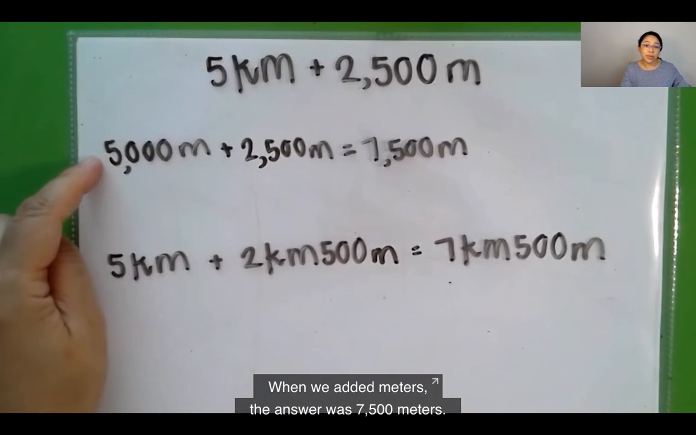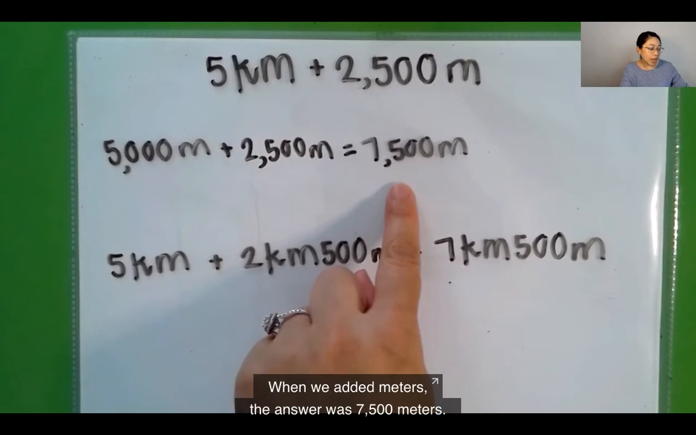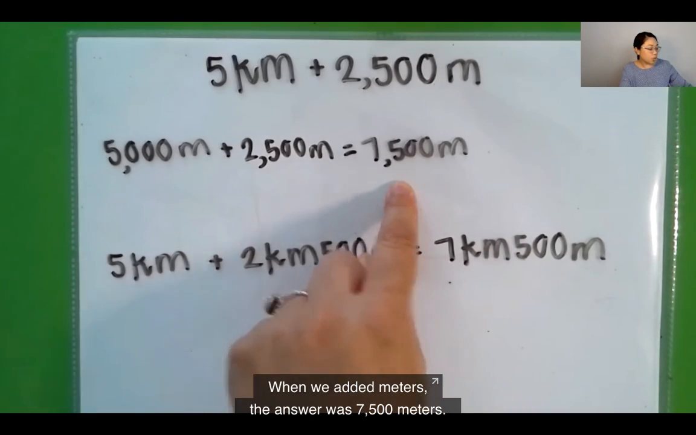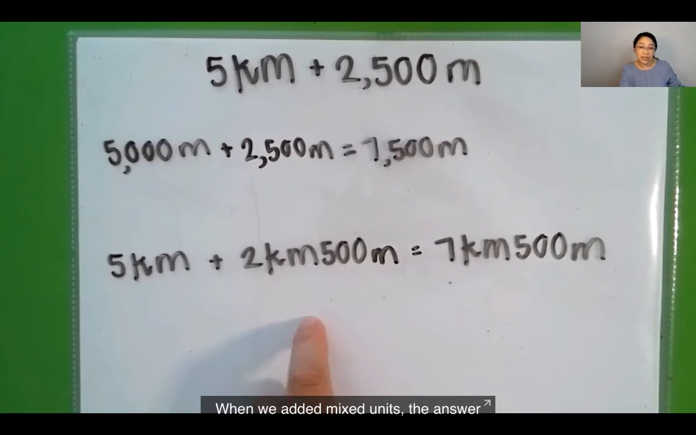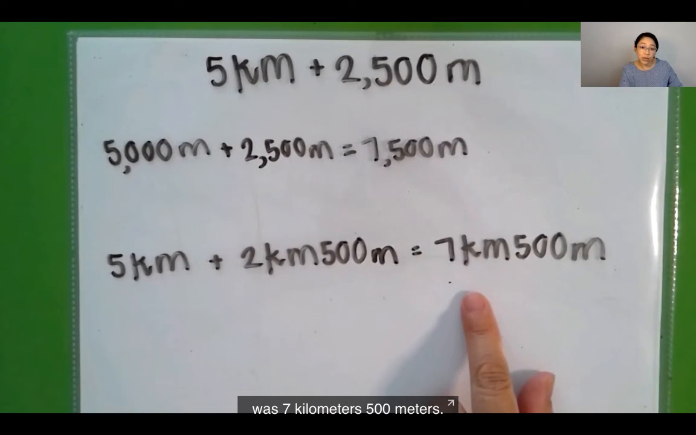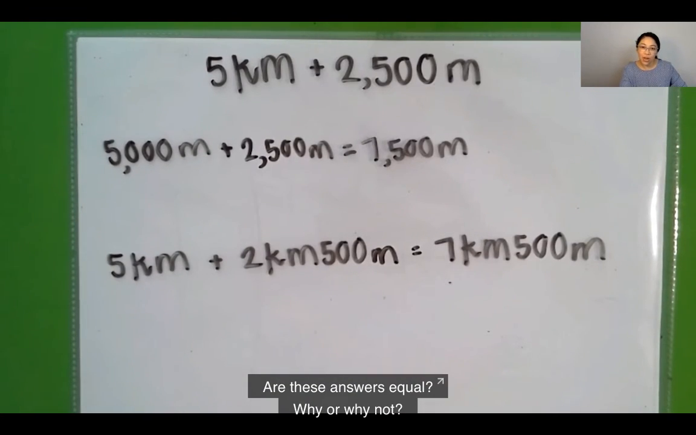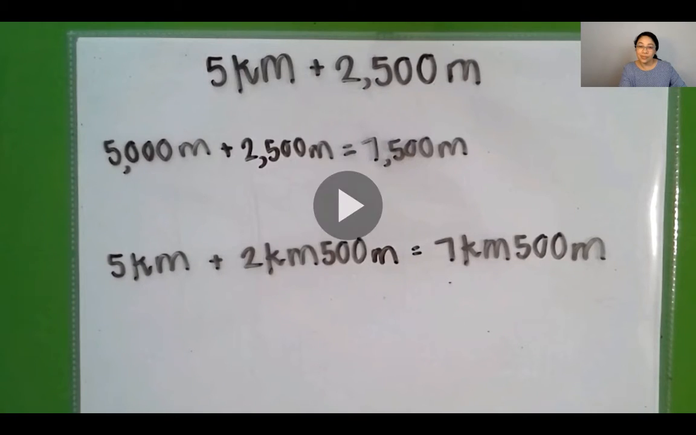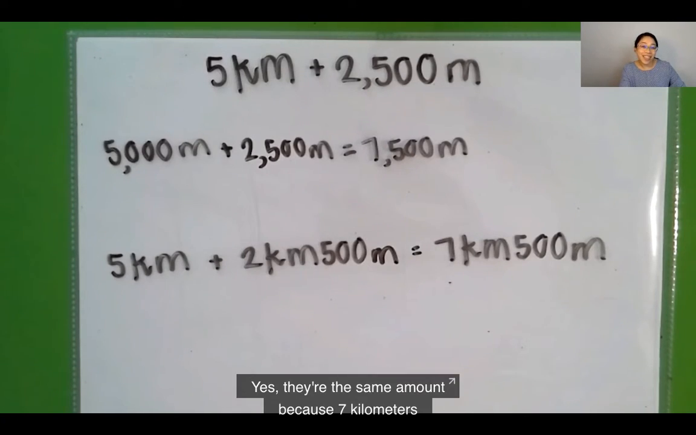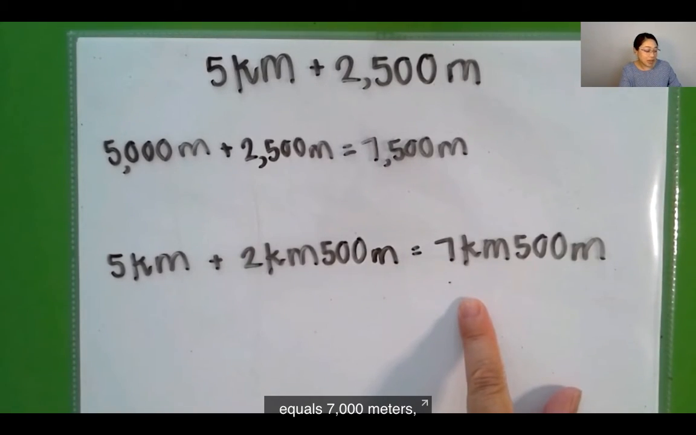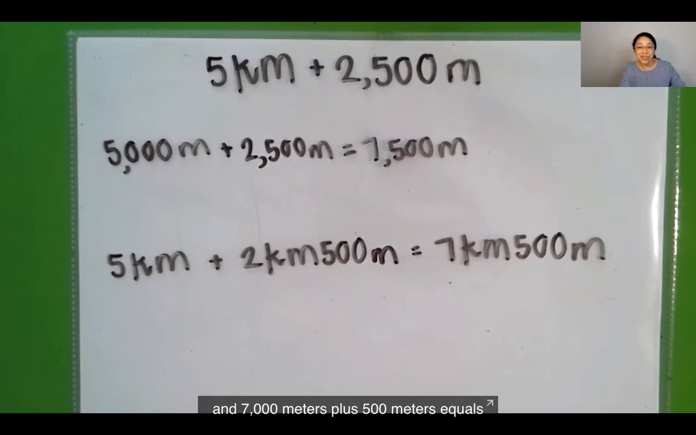When we added meters, the answer was 7,500 meters. When we added mixed units, the answer was 7 kilometers, 500 meters. Are these answers equal? Why or why not? Yes, they're the same amount because 7 kilometers equals 7,000 meters, and 7,000 meters plus 500 meters equals 7,500 meters.